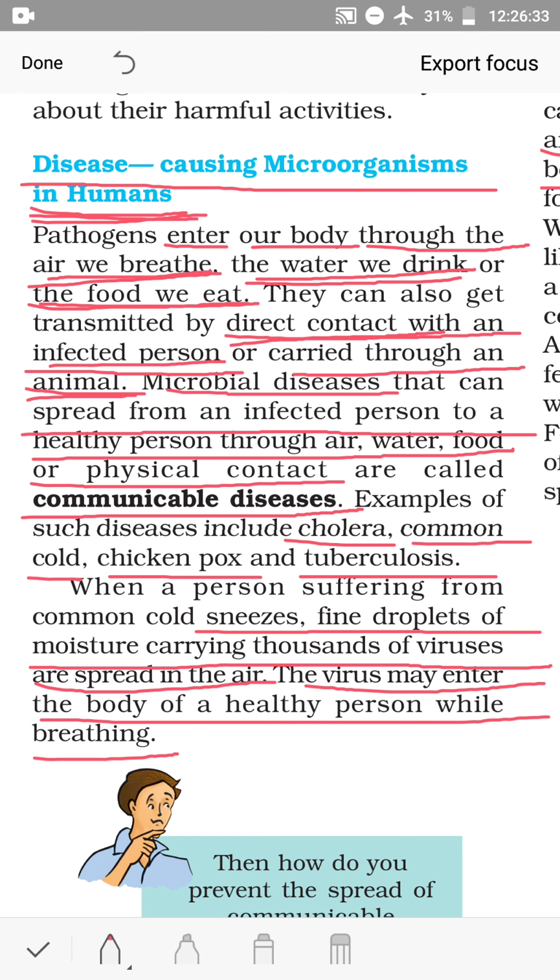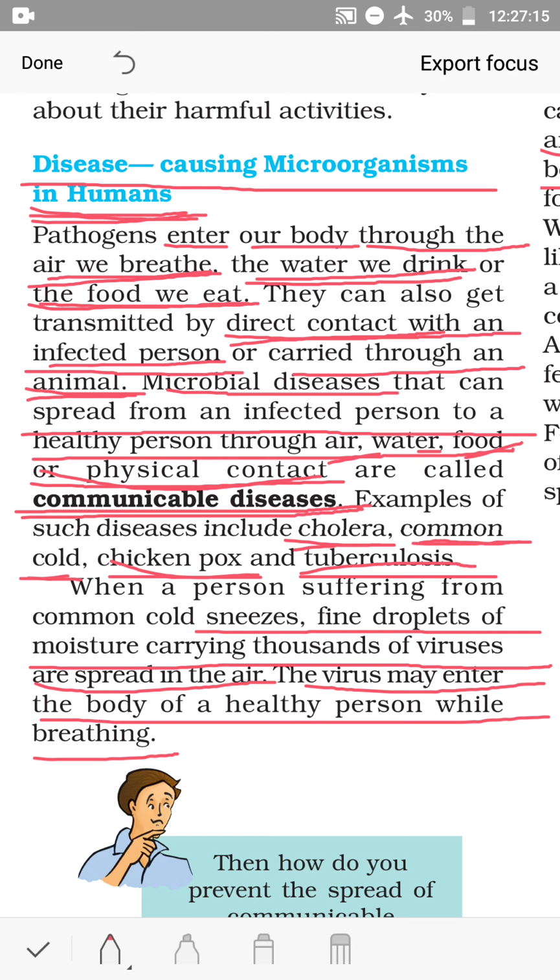Microbial diseases that can be spread from an infected person to a healthy person through air, water, food or physical contact are called communicable diseases. So what are communicable diseases? Microbial diseases that can be spread from an infected person to a healthy person through air, water, food or physical contact. Examples of such diseases include cholera, common cold, chickenpox, tuberculosis. These are examples of communicable diseases.